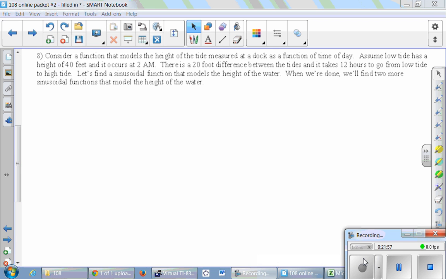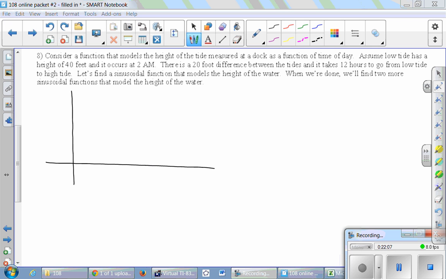So the first thing I might do here is draw a graph. So let's see if we can get a decent looking picture here, and then we'll start coming up with the equation. So it says that low tide is at 40 and high tide is a 20-foot difference. So I guess that makes it 60 up there. And low tide occurs at 2 a.m. So if we're calling midnight t equals 0, then 2 a.m. would be 2 hours in.